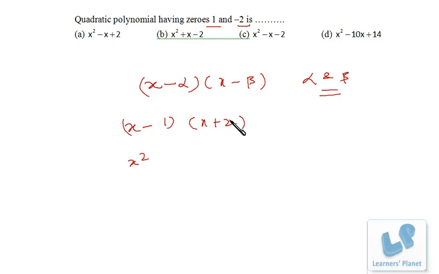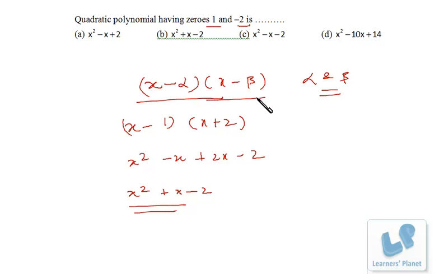So it's x square minus x plus 2x minus 2. So it's x square plus x minus 2. This is the quadratic polynomial having zeros as 1 and minus 2. So you just remember this, right? If a quadratic polynomial has roots alpha and beta, that can be presented in this form, right? So it's x square plus x minus 2. Okay?